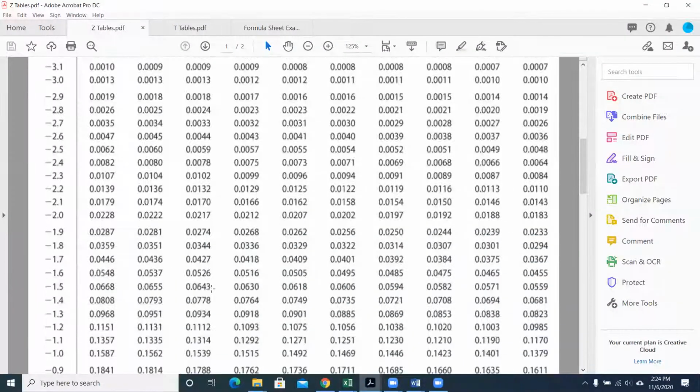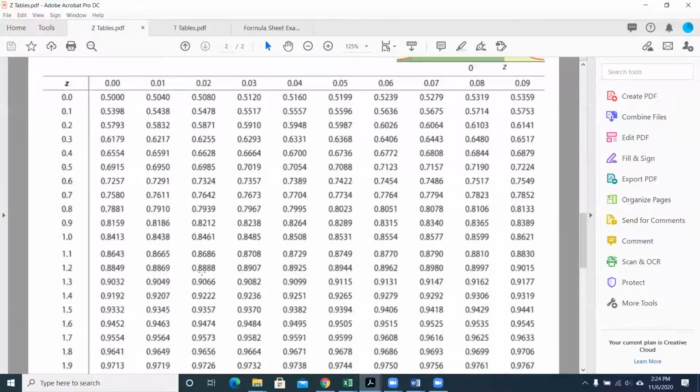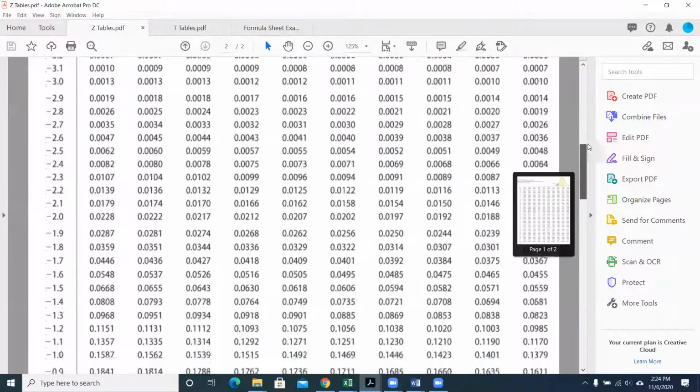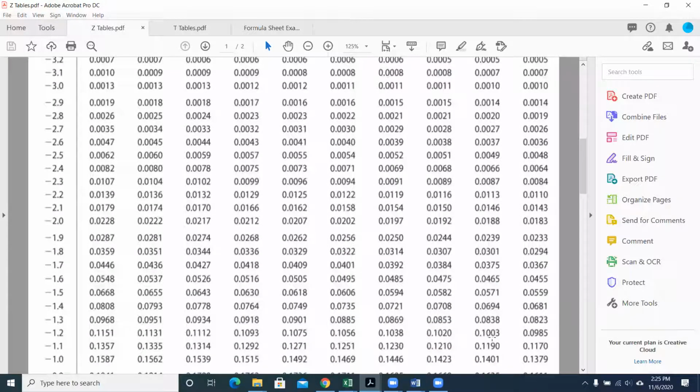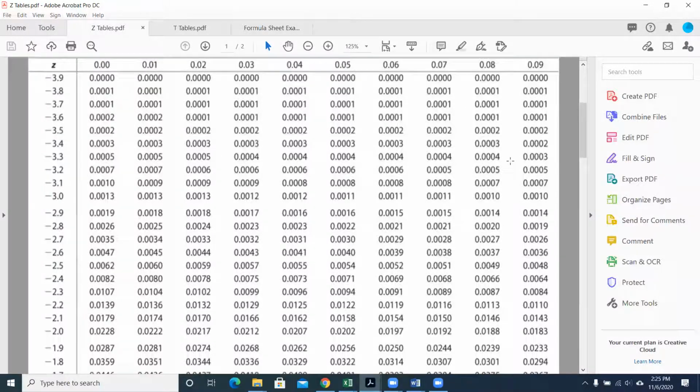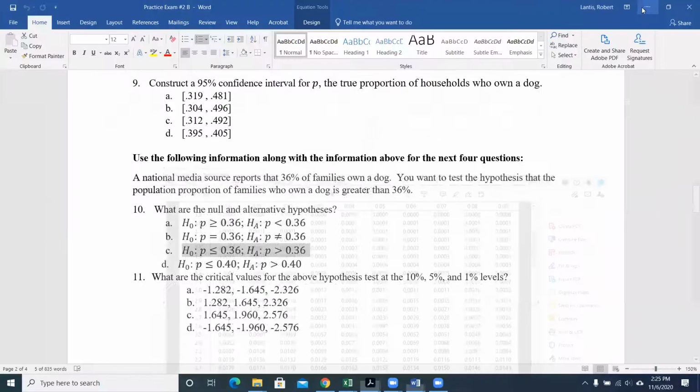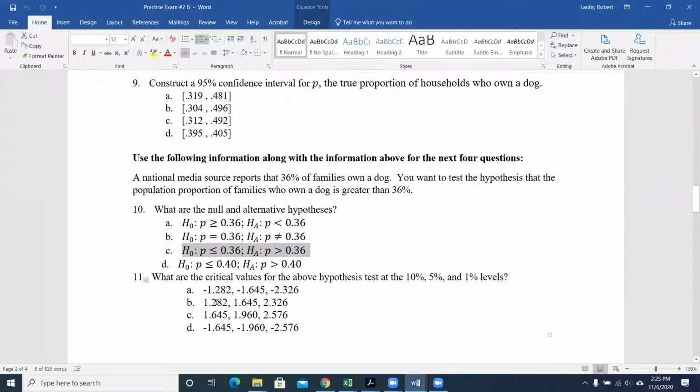go here, scroll down. So it looks like we're right here. So 1.28 and 1.29, so 1.29. Or I could have looked up the alpha value of 0.1 and said negative 1.28, negative 1.29. Okay, I know it's 1.29, but it's a right-tailed test, so it's positive, right? So either way, I'm going to come up with that. Once I have that, I can identify that it was in between 1.28 and 1.29, so this is going to be the correct answer.